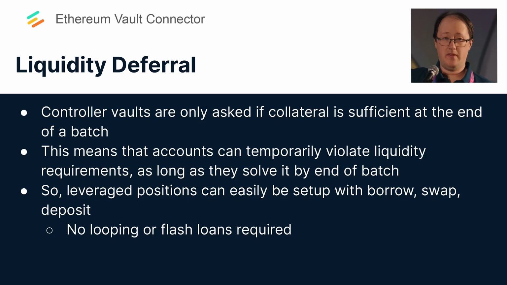As we were talking about, that liquidity, or the deferral of checks, is quite powerful. What we call this is flash liquidity or deferred liquidity or something like that. As I was saying, accounts can temporarily violate their liquidity as long as they solve at the end of the batch, right? And that lets you set up leverage positions without doing any kind of looping or flash loans or anything like this, right? It's just built in natively to the system.